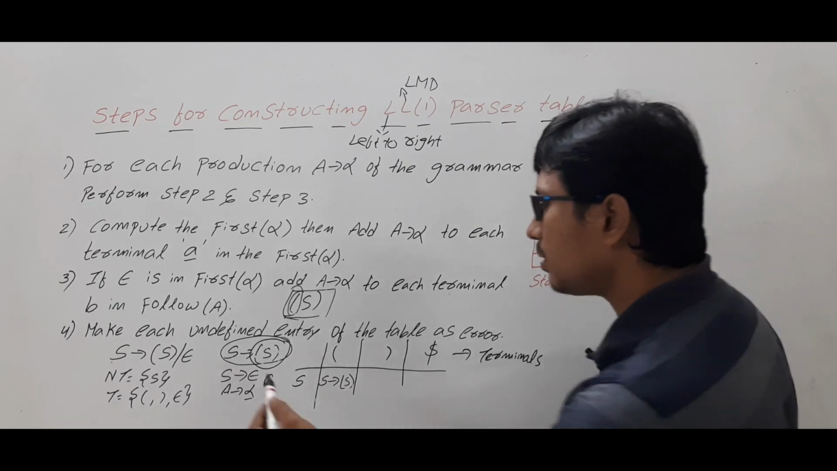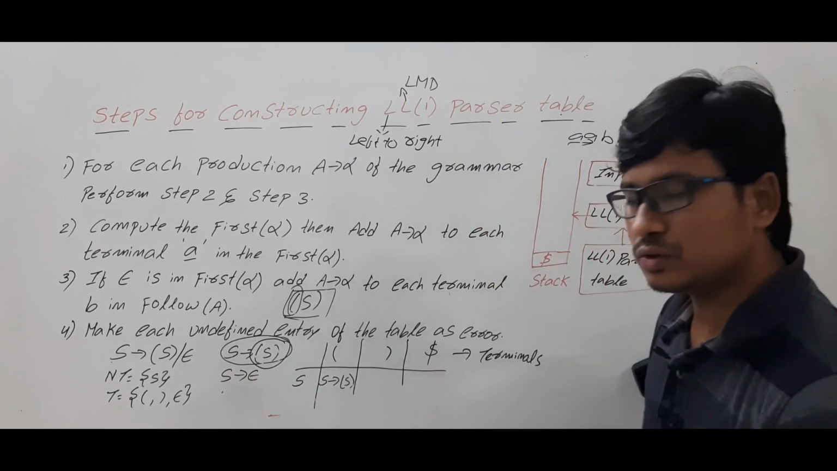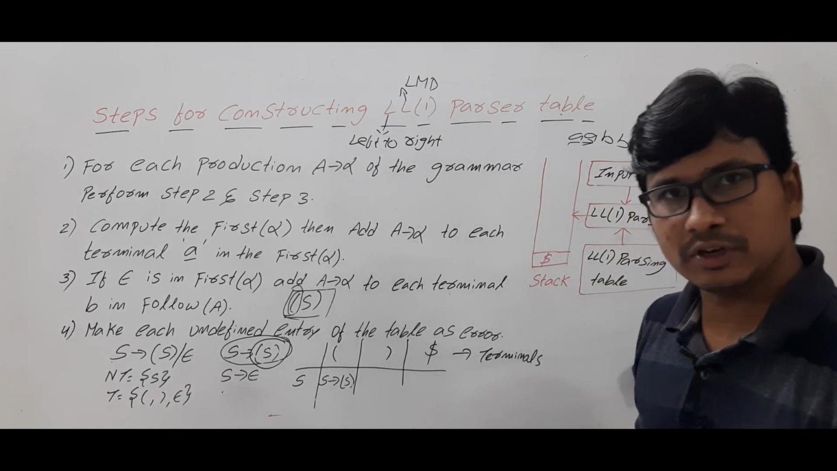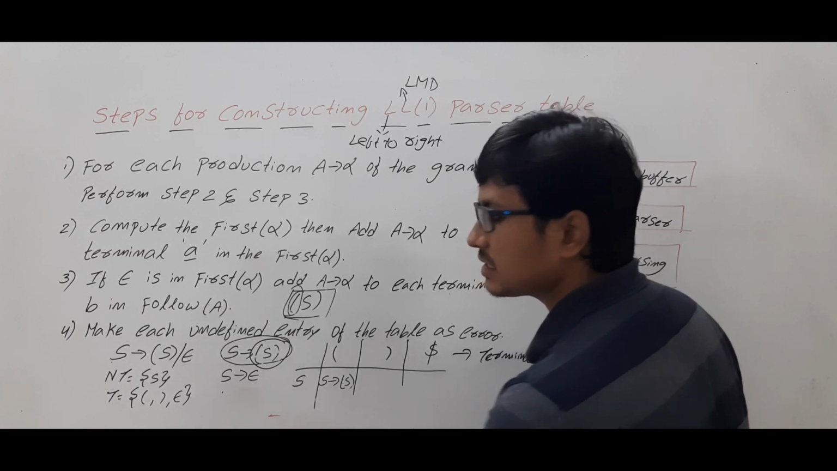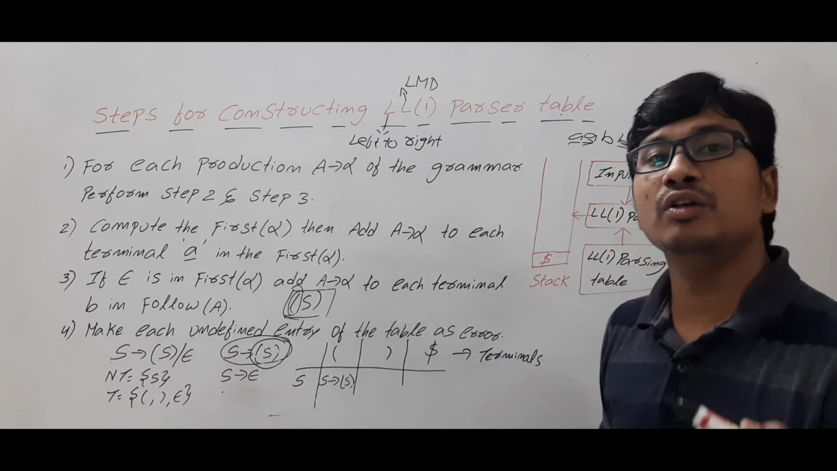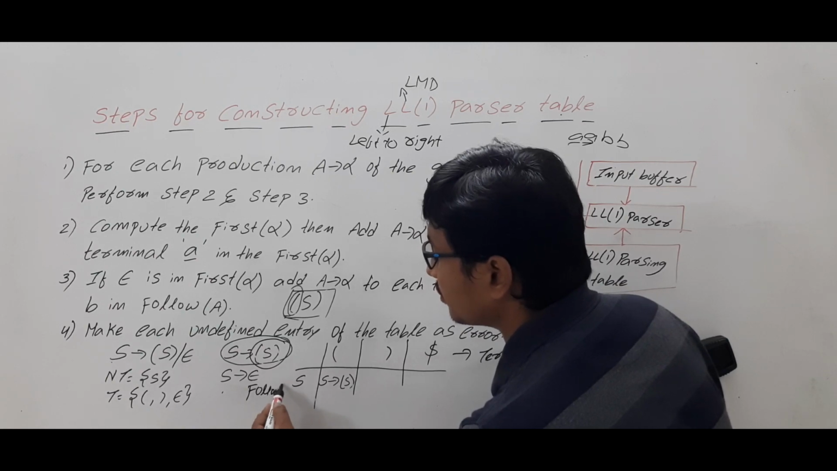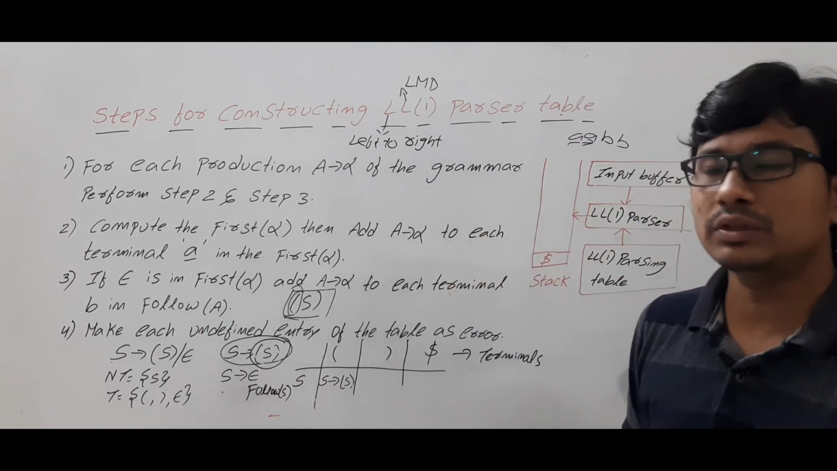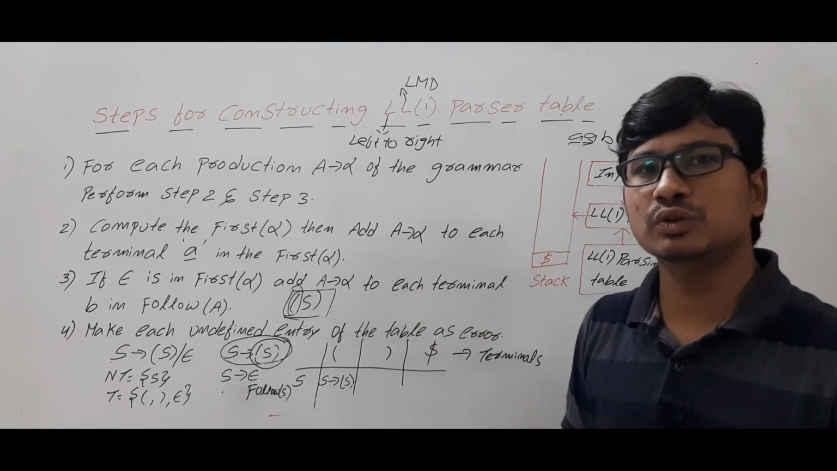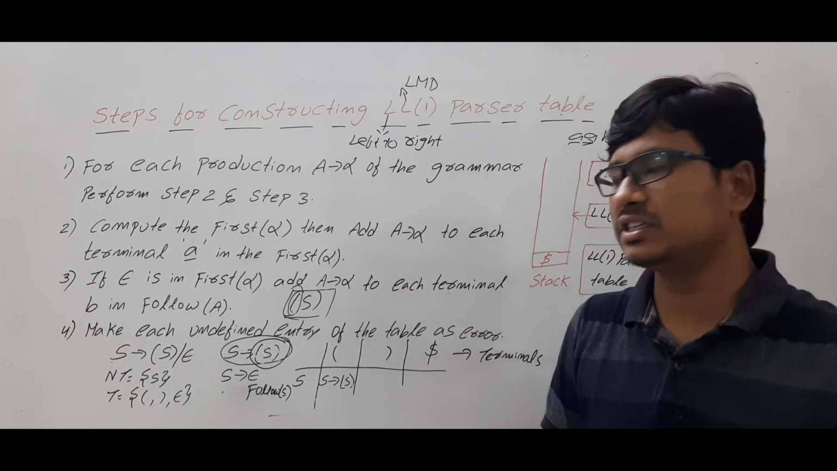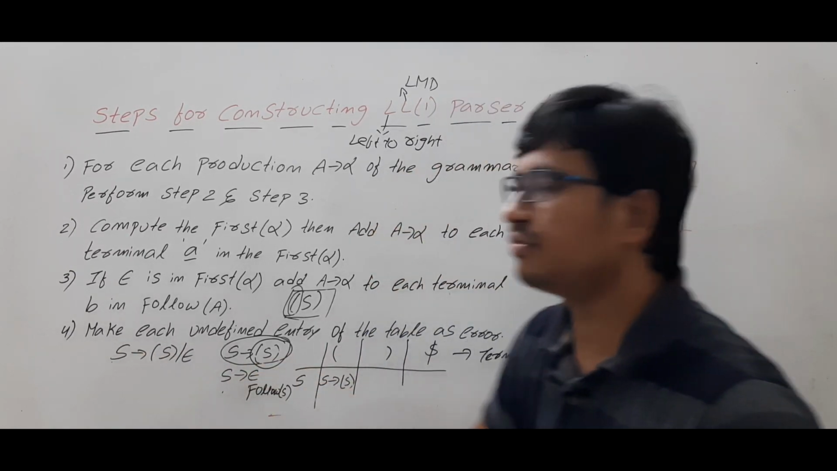Is it clear? Now come to this example. S → epsilon is there. So first of epsilon is epsilon. So what you will do? You have to place this one, S → epsilon, in the follow of S. So you need to compute the follow of S. That's why I told you that before constructing the LL1 table, you should know how to compute the first and follow. Let me discuss how to compute the follow of S.